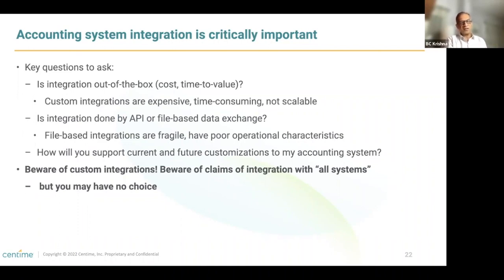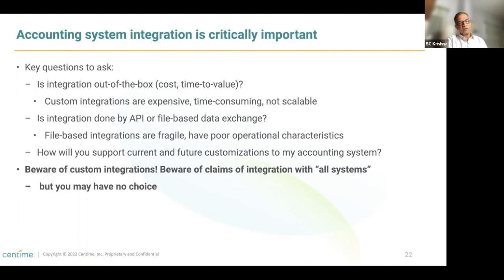And the second question is, is it done using the native API of the accounting system? By the way, many of them simply don't provide native APIs. That's not to say that the provider of the AP or AR system can't still engineer things to ensure that this can be done through some kind of API.